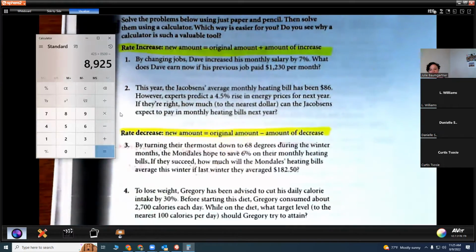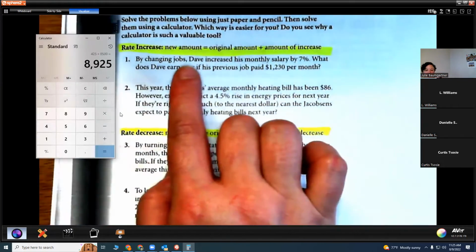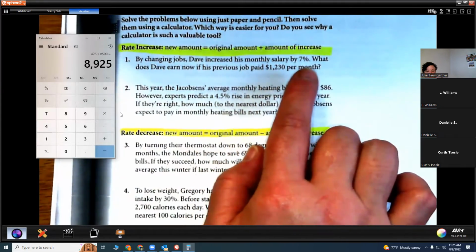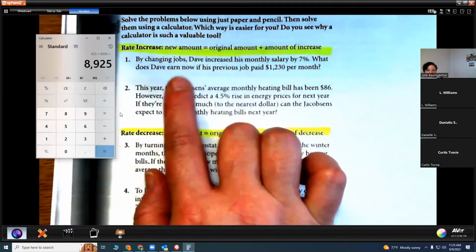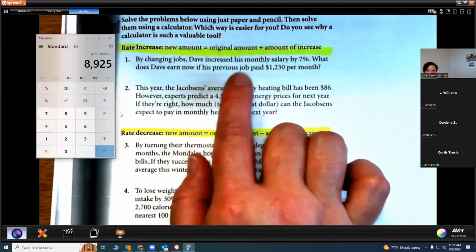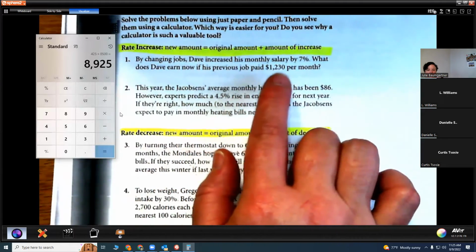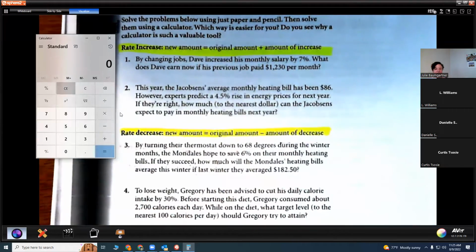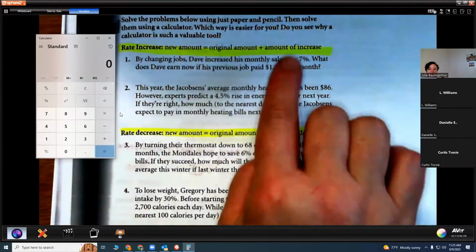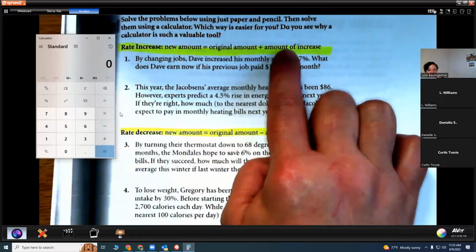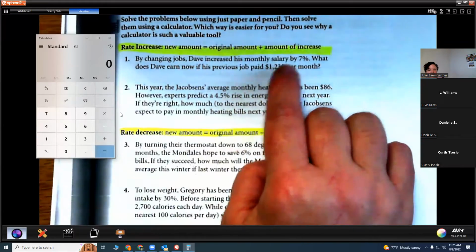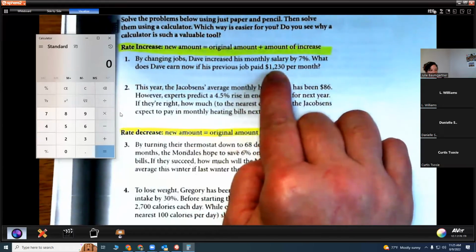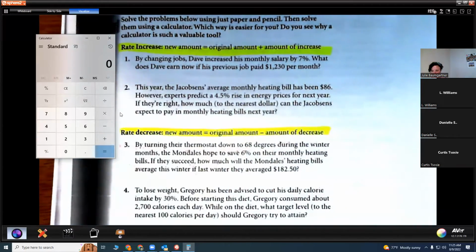Okay. So let's look at what we've got here. By changing jobs, Dave increased his monthly salary by 7%. What does Dave earn now if his previous job paid $1,230 a month? So where do we start? We have to figure out what is the increase. So we have to find what is 7% of our whole.